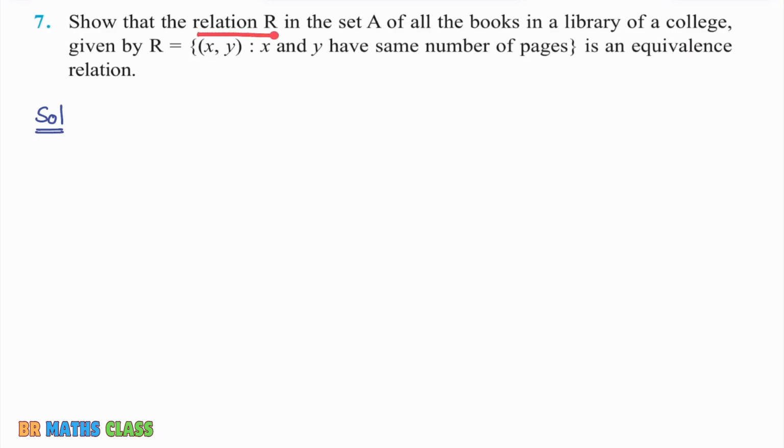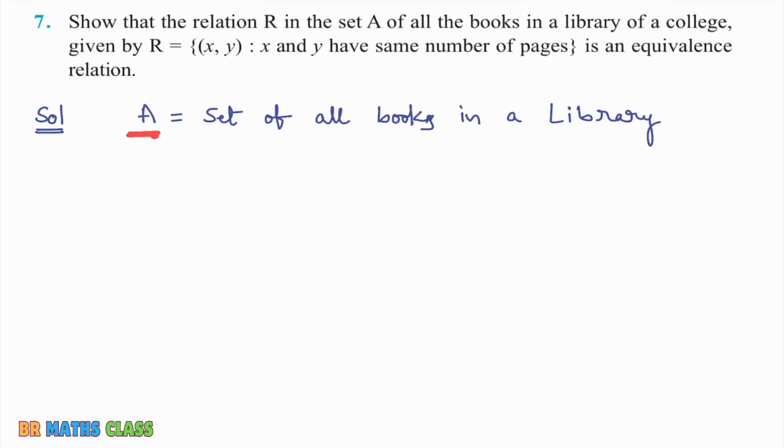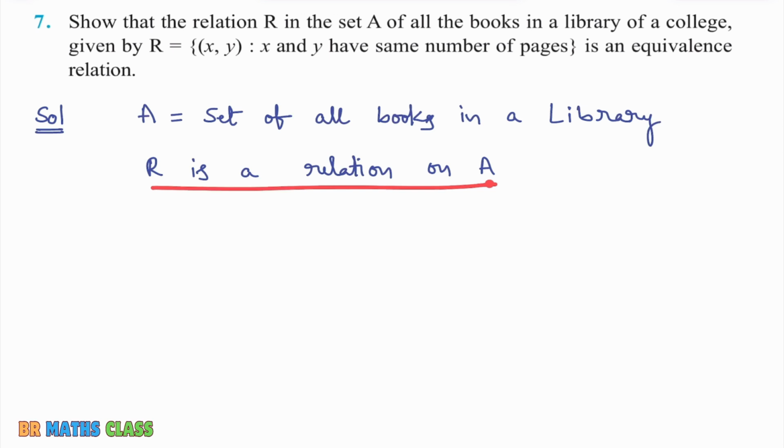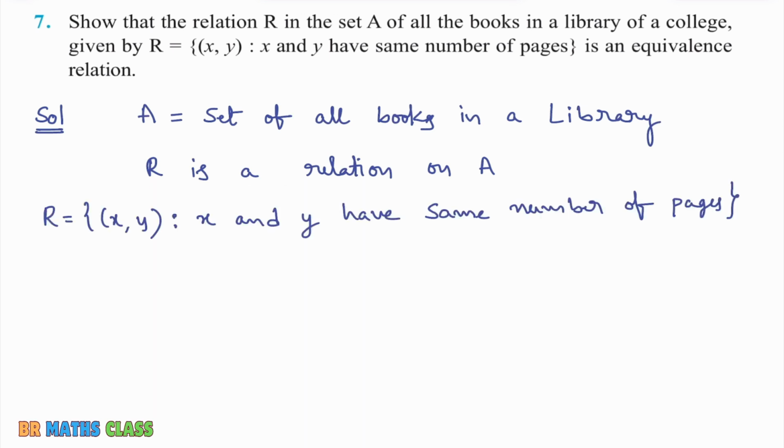First thing, this relation is defined on what set? They named that set as A here. A is what? All books in a library. They have given A as the set of all books in a library. The second point is, the relation is defined on which set? Relation is defined on A. This is a relation on A. And how is the relation defined? It is a relation which contains ordered pairs. Here x is from set A. That means x is a book. y is also a book. And x and y have the same number of pages.